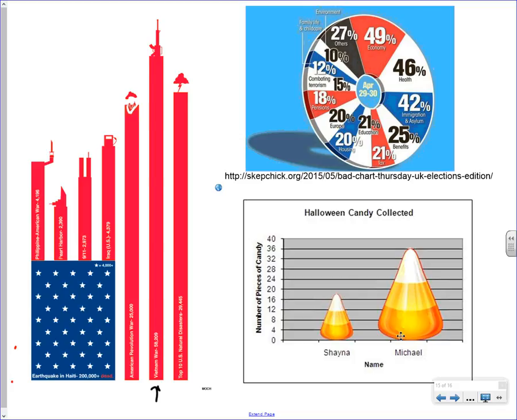This one now is a very simple version of a pictogram. Instead of using bars here, they used candy corn. So this is looking at Halloween candy collected.